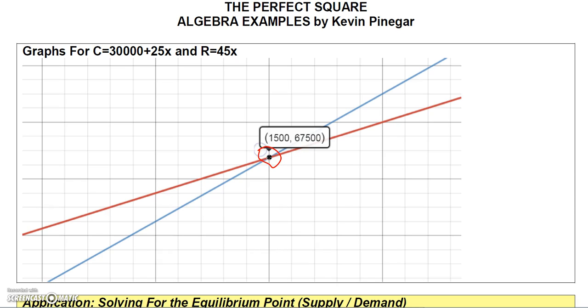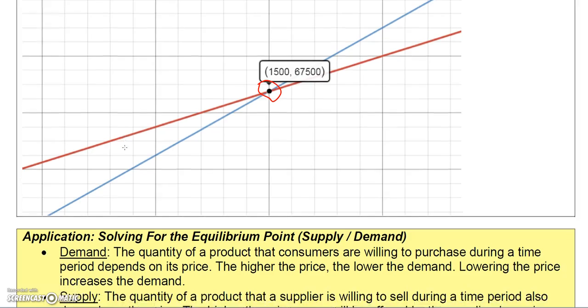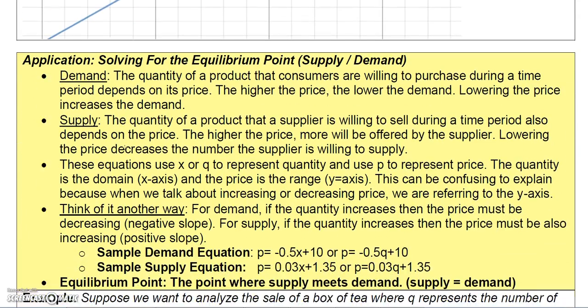You'll notice they intersect at this point, 1,500 calculators and $67,500. If you produce fewer than 1,500 calculators, you're actually going to lose money because your cost is above your revenue. But if you produce more than 1,500 calculators, then your revenue is higher than your cost, and so you'll profit in that case. Now, I'm going to do this again.